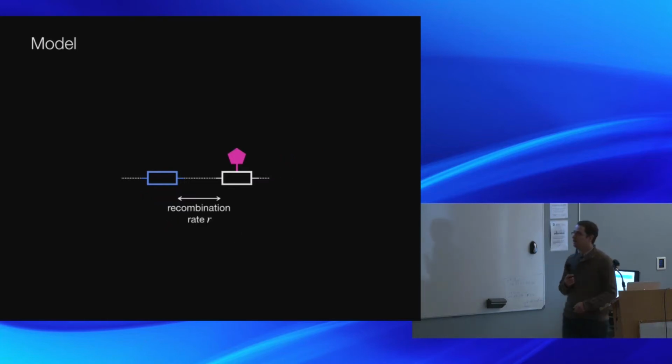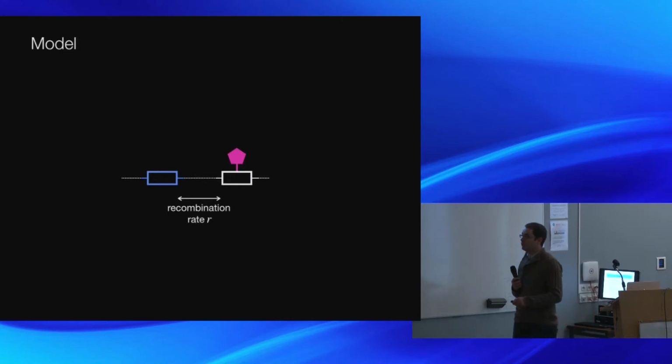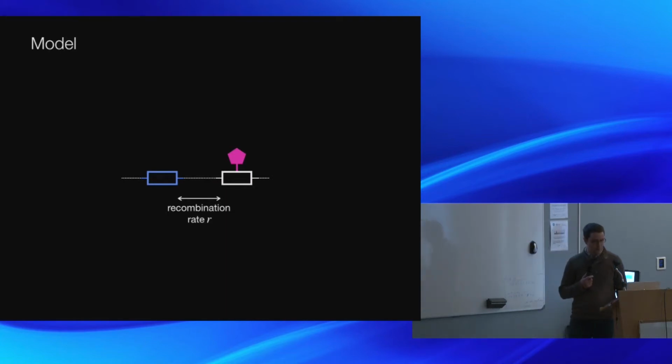Okay. And then we have recombination. It's possible to have recombination between these two loci. The recombination rate is R. So if R is 0, they are linked, and if R is 0.5, they are independent.